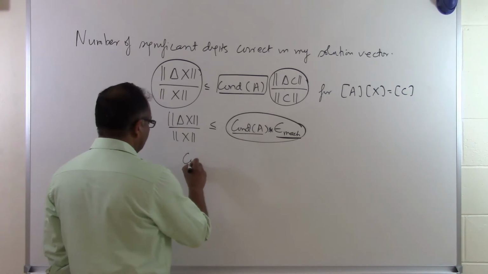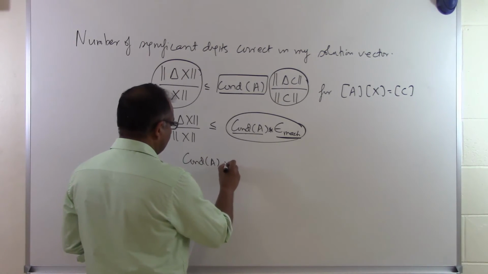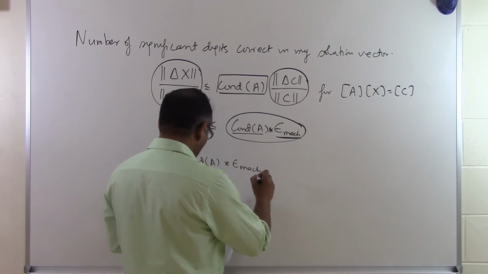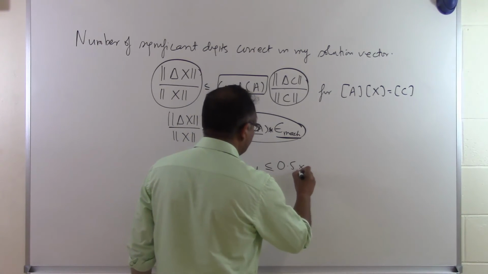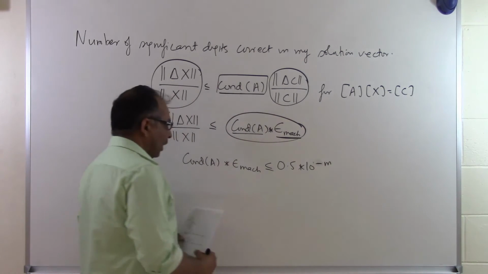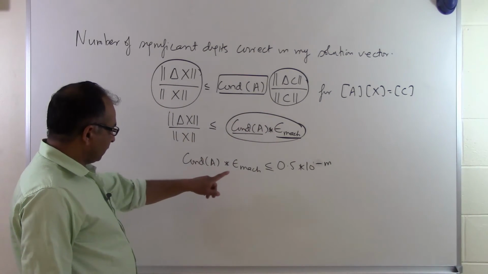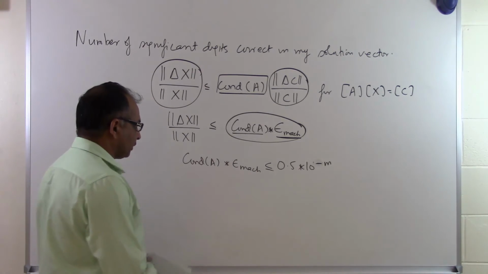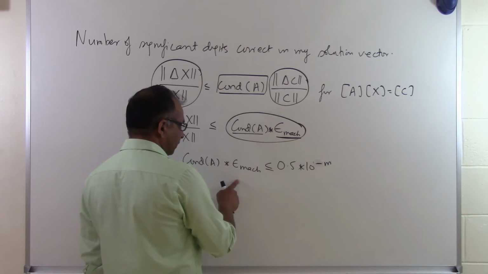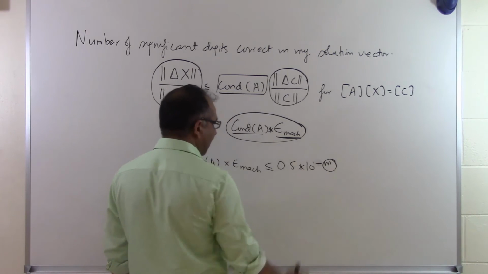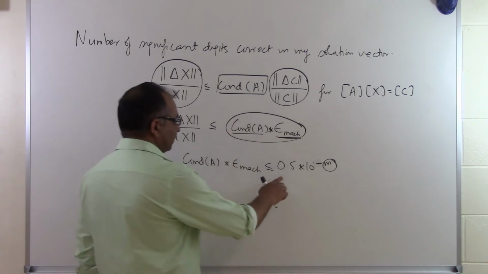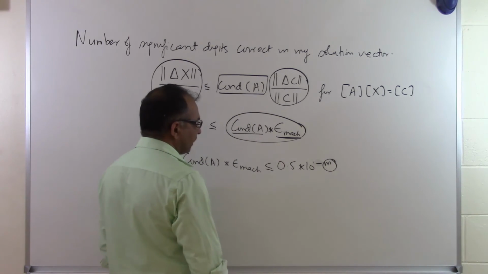So what we want to see is whether the condition number of A times the machine epsilon is less than or equal to 0.5 times 10 to the power 2 minus m, 10 to the power minus m. And what does m stand for? m stands for the largest value of m I can get such that this inequality is valid. Whatever that value of m turns out to be, that is the number of significant digits which you can trust in your solution.